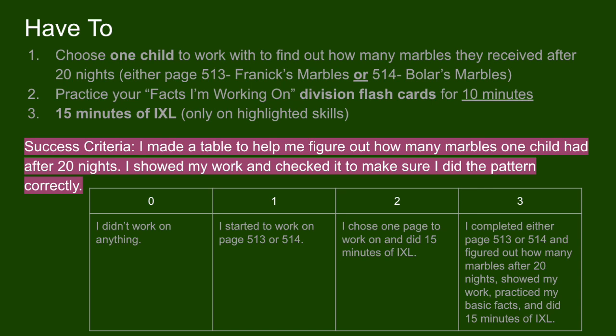And your success criteria is: I made a table to help me figure out how many marbles 1 child had after 20 nights. I showed my work and checked it to make sure I did the pattern correctly. And if you take a look below, you see how you will be scored based on this have to for today. So to get a 3, you need to be able to say, I completed either page 513 or 514 and figured out how many marbles after 20 nights, showed my work, practiced my basic facts, and did 15 minutes of IXL.